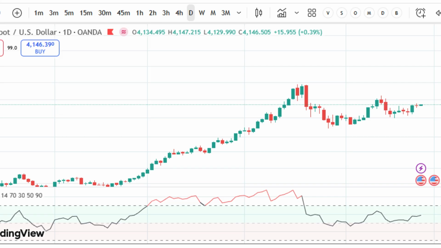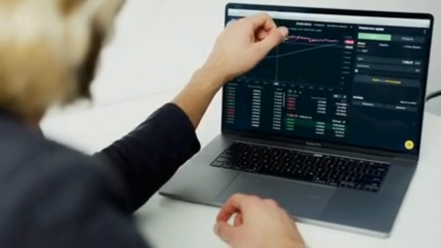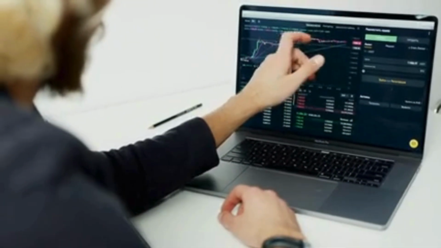5. RSI. Relative Strength Index. RSI measures momentum and identifies overbought and oversold levels. Above 70 equals overbought. Price may fall. Below 30 equals oversold. Price may rise. RSI helps traders understand the strength of a trend and whether a reversal might occur.